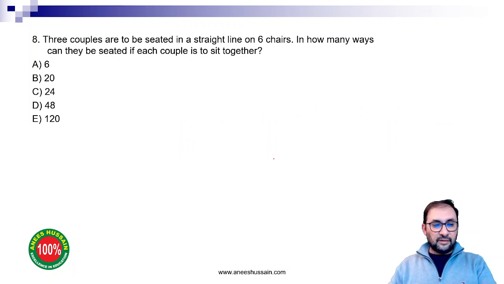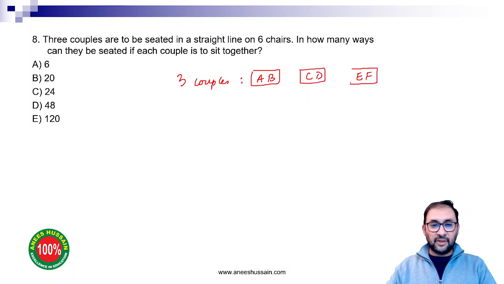Question number 8. Let's do this by the second method. This question says 3 couples are to be seated in a straight line on 6 chairs. So we have 3 couples. Now obviously each couple has 2 members. Let's say the first couple is A and B. The second couple is C and D. The third couple is E and F. So we have 3 couples, a total of 6 people. In how many ways can they be seated if each couple is to sit together?